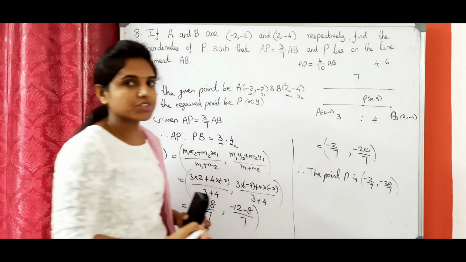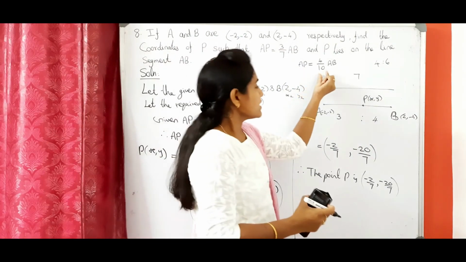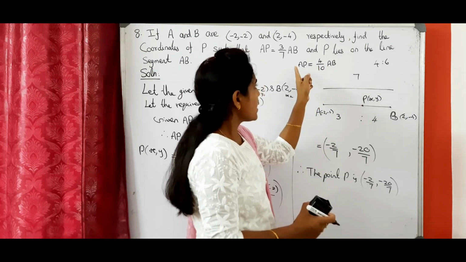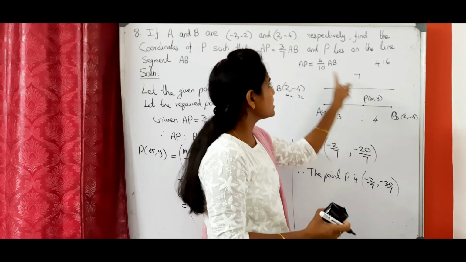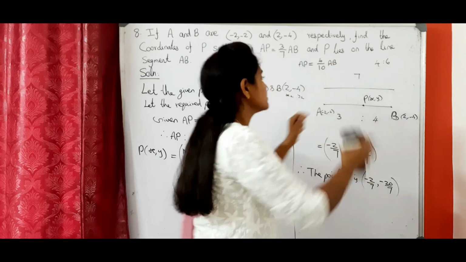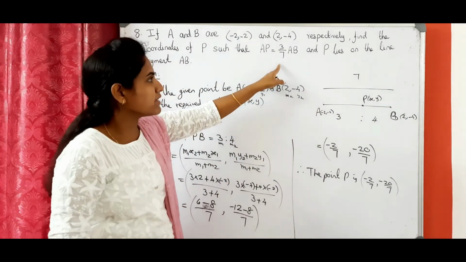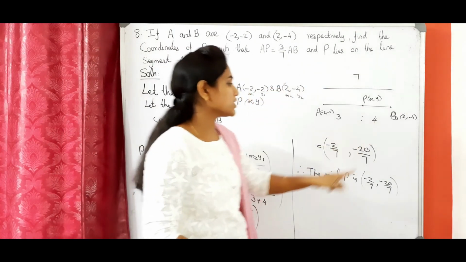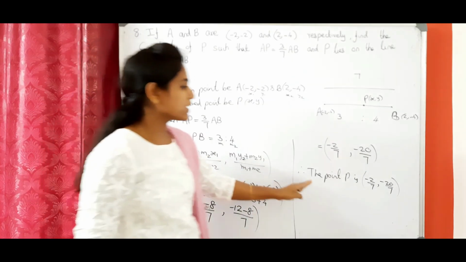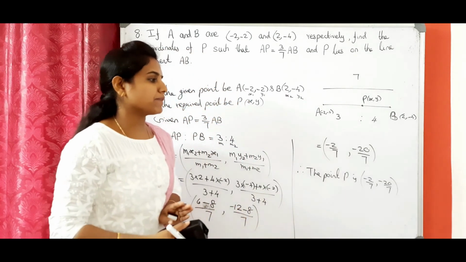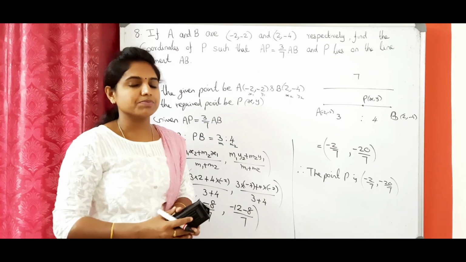How to find the ratio? Now you understood. Here this is the full distance AB. AB equal to 10 means AP equal to 4, and the remaining is 10 minus 4, 6. Like that we need to find the ratio. So here they gave 3/7, therefore the ratio is 3:4. If you apply the values, we will get the point P, which is (-2/7, -20/7). Thank you students.